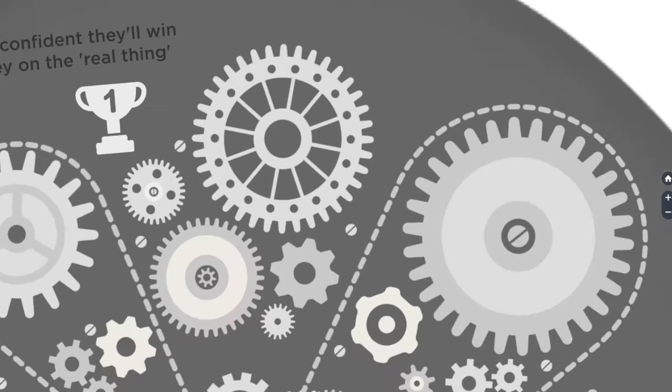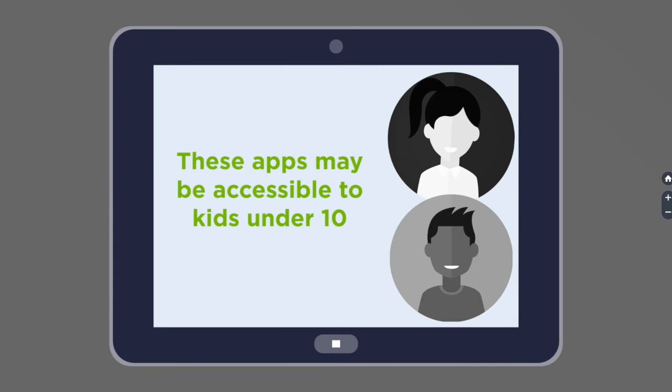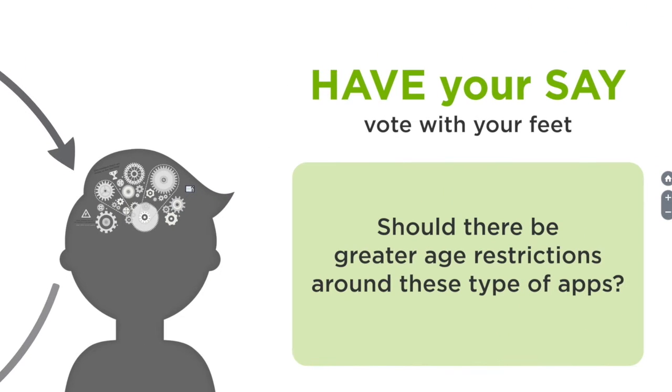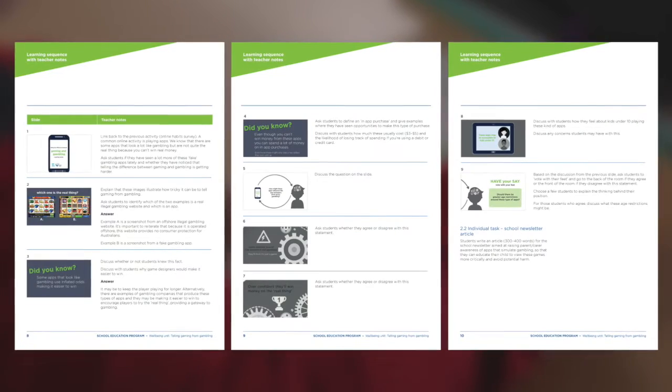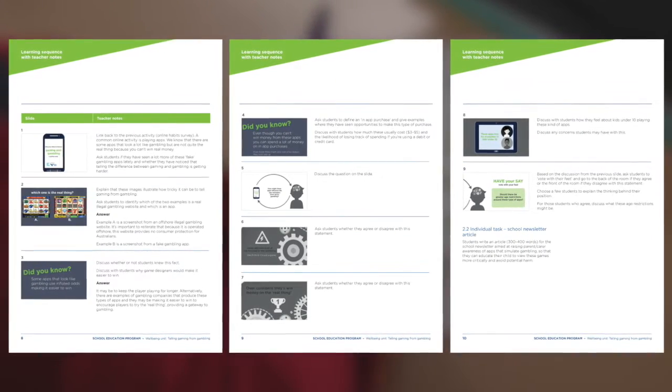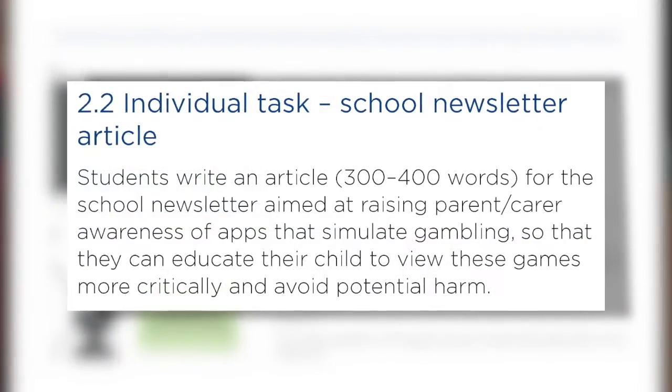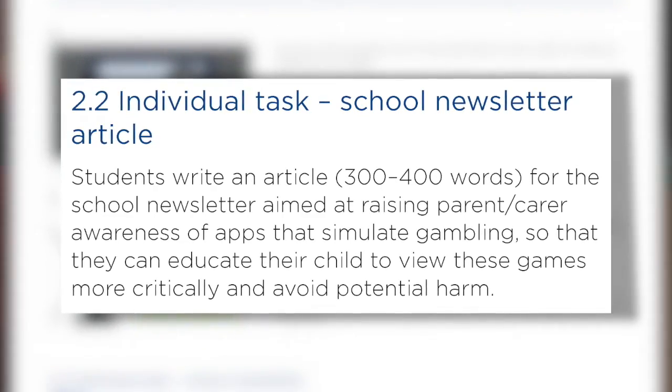Just focus on how difficult it can be to tell the difference between these apps and real gambling, and discuss how this can make gambling feel less risky and why this is concerning. Also, keep in mind in-app purchases and how it can be easy to get carried away and spend a significant sum on these. Students will then use a key message from this presentation to write a school newsletter article aimed at raising awareness amongst parents.